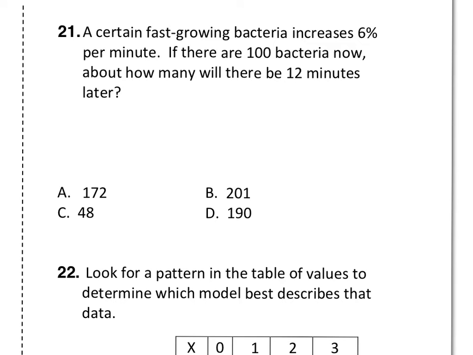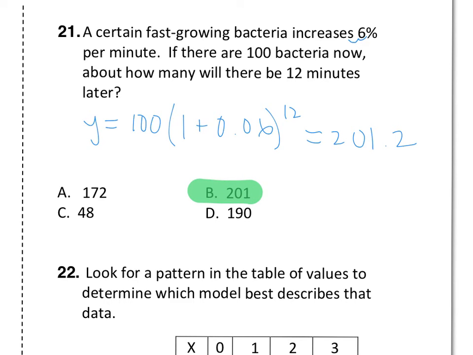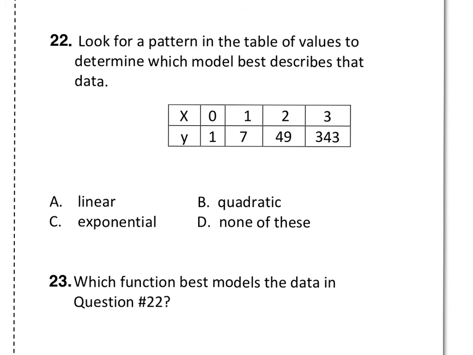So this is an example of exponential growth, so I'm going to write my initial amount of 100 bacteria times the quantity 1 plus my rate, and again I have to move my decimal over 2 places to the left, so I get 0.06 for my rate, all to the power of 12. Now I'm going to figure out what that is. I'm going to type that into my calculator right now, and I get about 201.2 bacteria, which I will just round to 201. Answer is letter B.